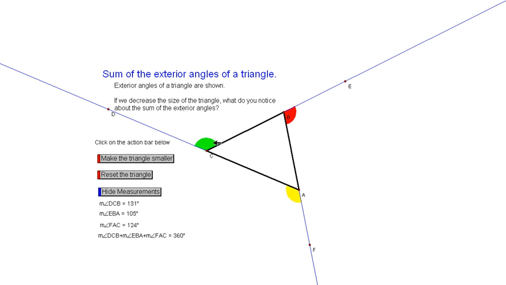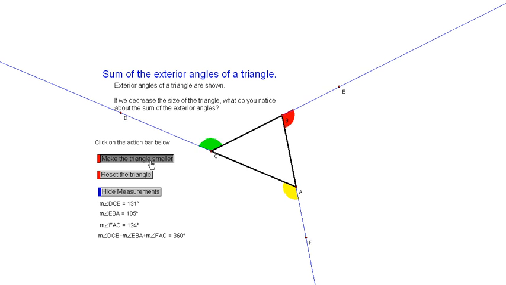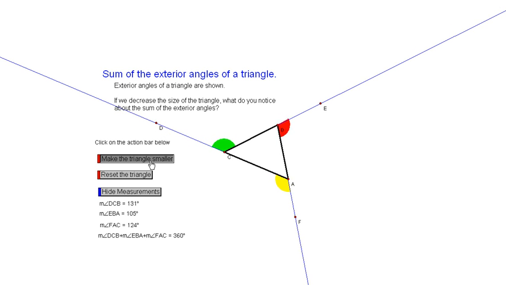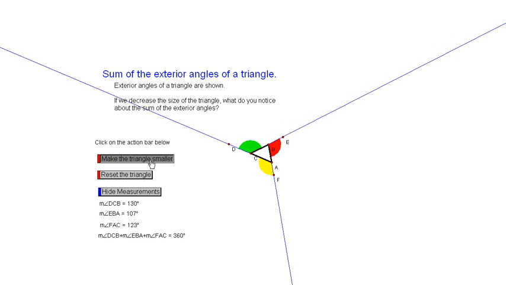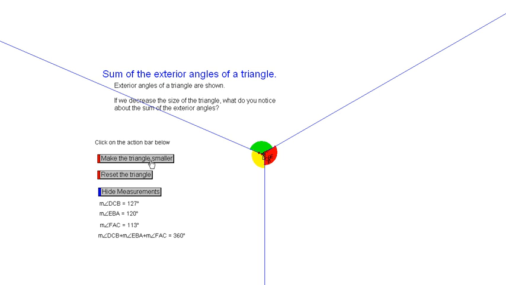So let's see what the sum of the exterior angles of a triangle is equal to. If I click this button to make the triangle smaller, you can see that the triangle gets smaller and smaller until all of the exterior angles join together like so, and it forms a circle shape. And how many degrees are there in a full circle? 360 degrees. If you said that, you'd be right.